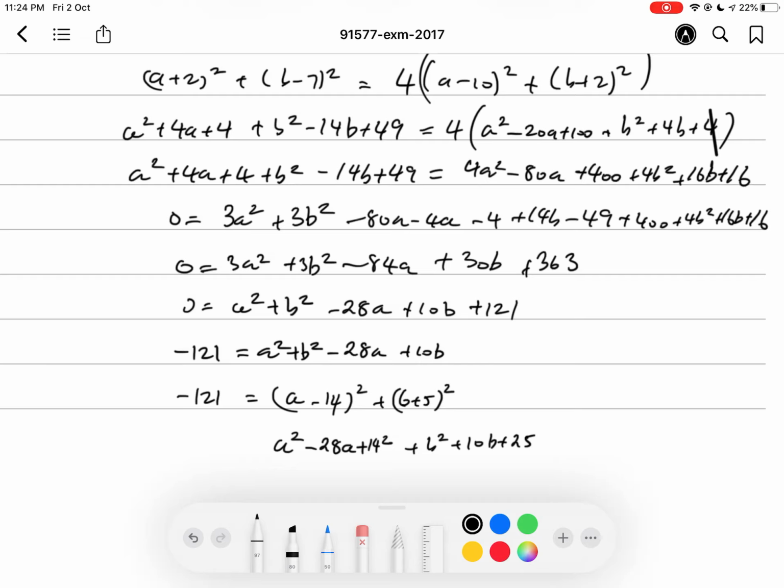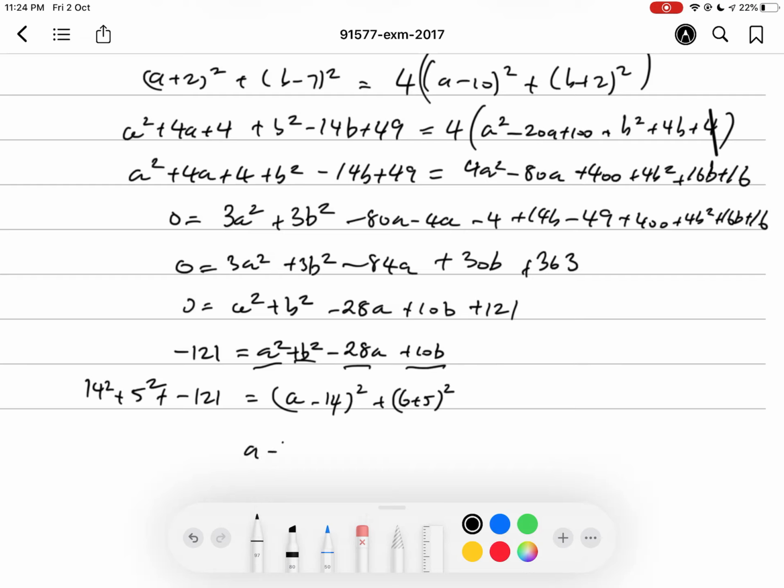As we can see here, the a squared and the negative 28a are found here, and the b squared and the 10b are found here. However, we're adding in 14 squared and we're adding in 5 squared. So by adding the 14 squared and the 5 squared to one side of the equation, we must also do it to the other side in order to keep it true. Since we're adding in this 14 squared and 25 on the right-hand side, we need to add 14 squared and 5 squared on the left-hand side in order to make it true. So 14 squared is 196, plus 25 is 221, sorry. And if we take away 121, we'll get 100.